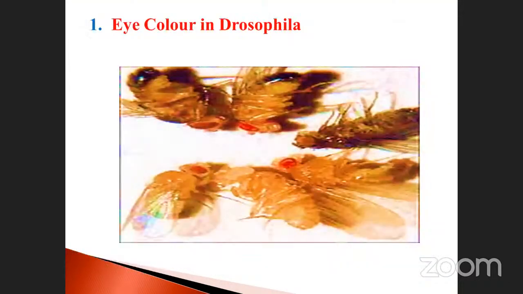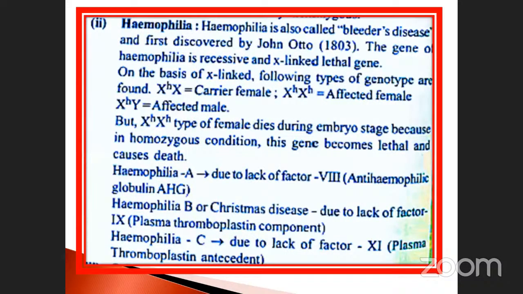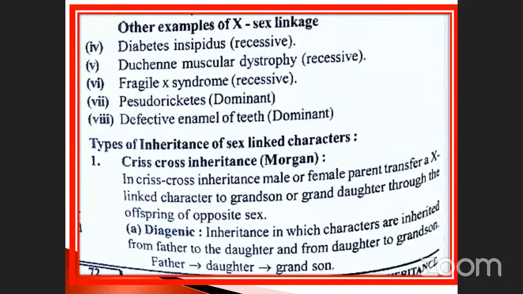And then eye color of the Drosophila. And the hemophilia, what factors are responsible for hemophilia? Already we discussed. Otherwise called bleeder disease. Who discovered this? John Otto in the year 1803. How will it be homozygous, heterozygous, affected male, affected female? What are the responsible factors? There are 3 factors. They may be classified into factors A, B and C: antihemophilic factor, Christmas factor, and another one called plasma thromboplastin antecedent. That we also already discussed.